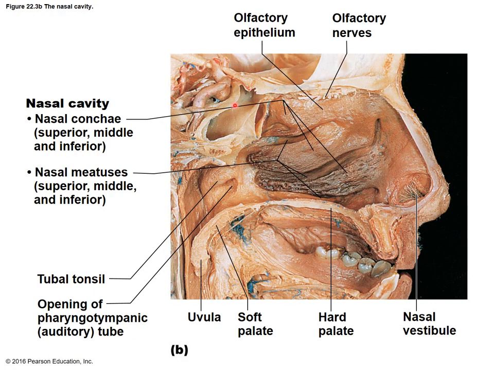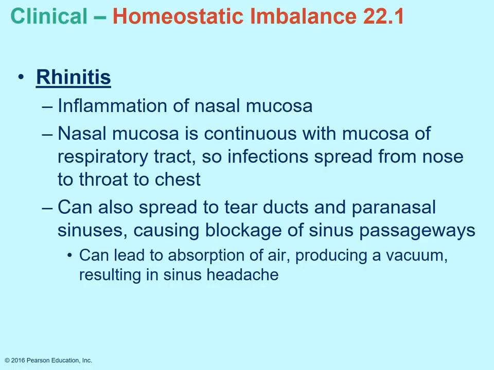This is another cross-section showing the nasal cavity. If you have inflammation of that nasal mucosa, you can have an infection that then will spread from the nose to the throat, then down into the lungs, into the chest.